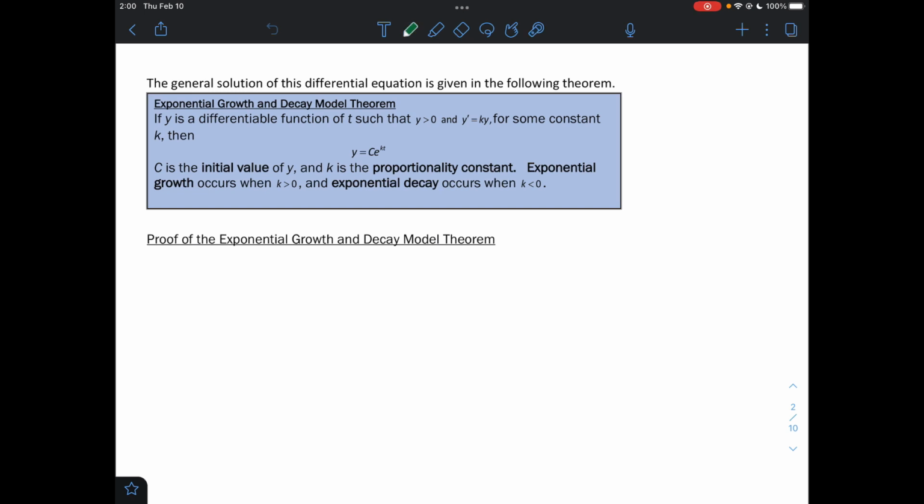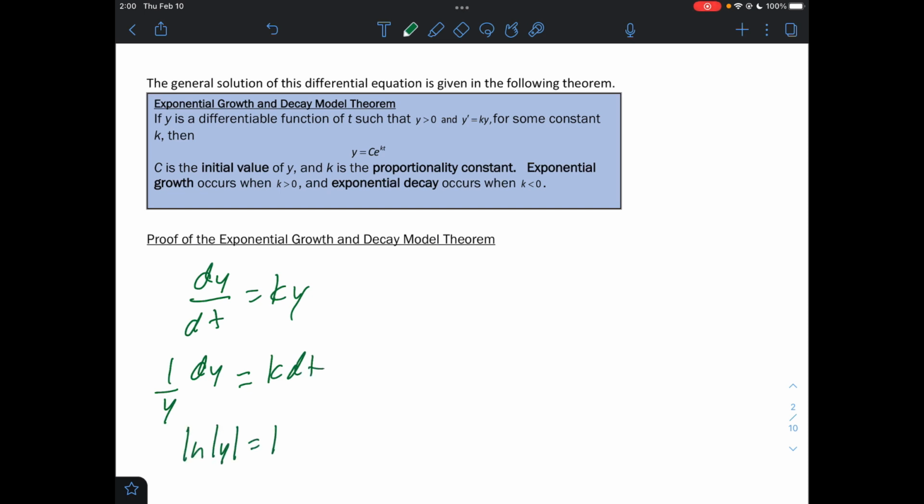So let's just go through a quick proof of that. Not that you don't believe me, but just to make sure. There's our differential equation. If we separate our variables, we have 1 over y dy equals k dt. That's natural log of y equals kt plus c. Get used to solving a lot of problems in this section that look like that.